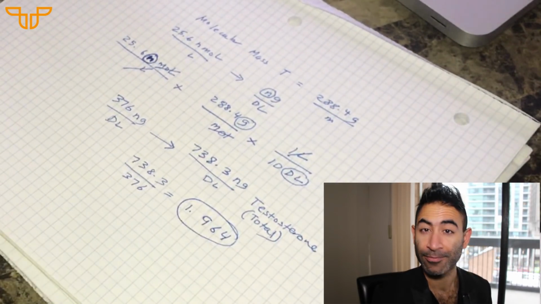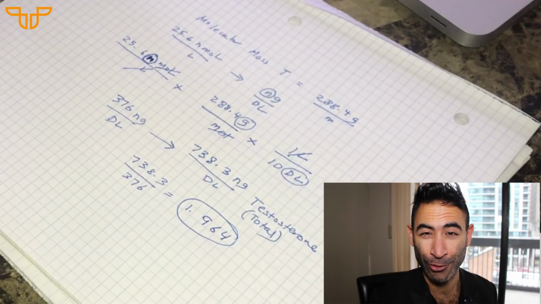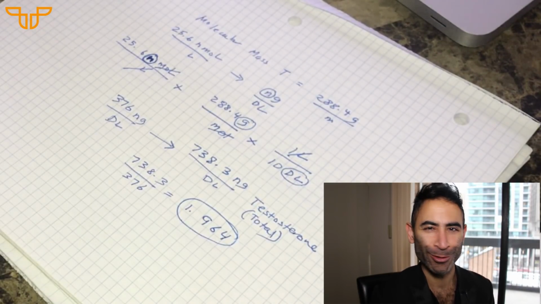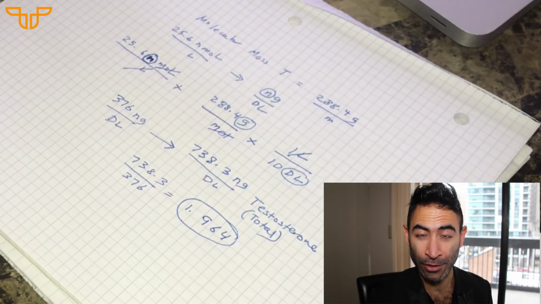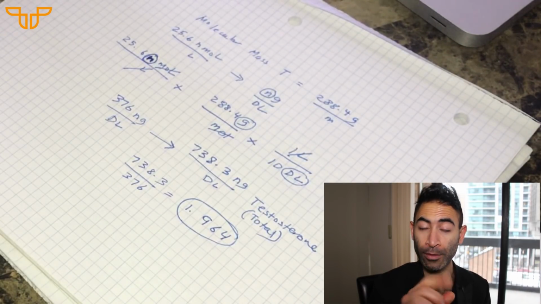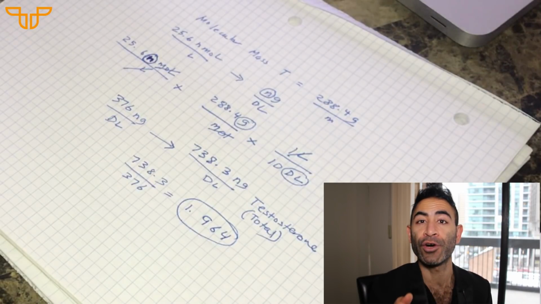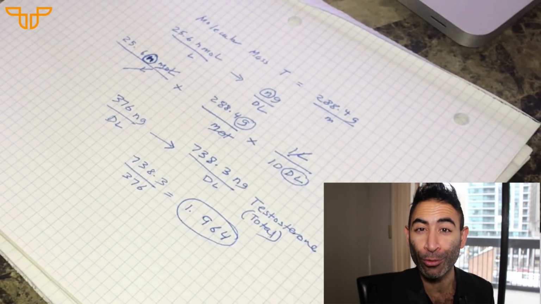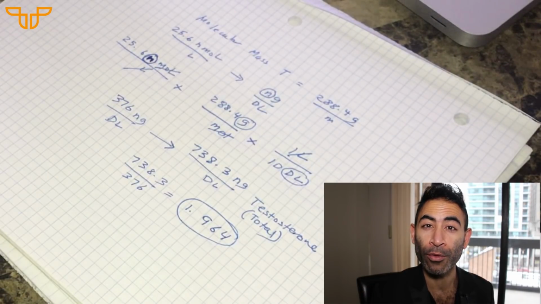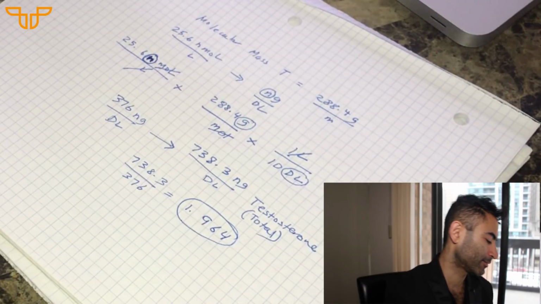Very, very nice. Okay, but that is just the total testosterone. Who cares? Total testosterone doesn't matter. What matters is free testosterone and bioavailable testosterone. So let's get into that soon. But first, what I want to do is convert from nanograms per deciliter back to nanomoles per liter to show you what would happen in that result.